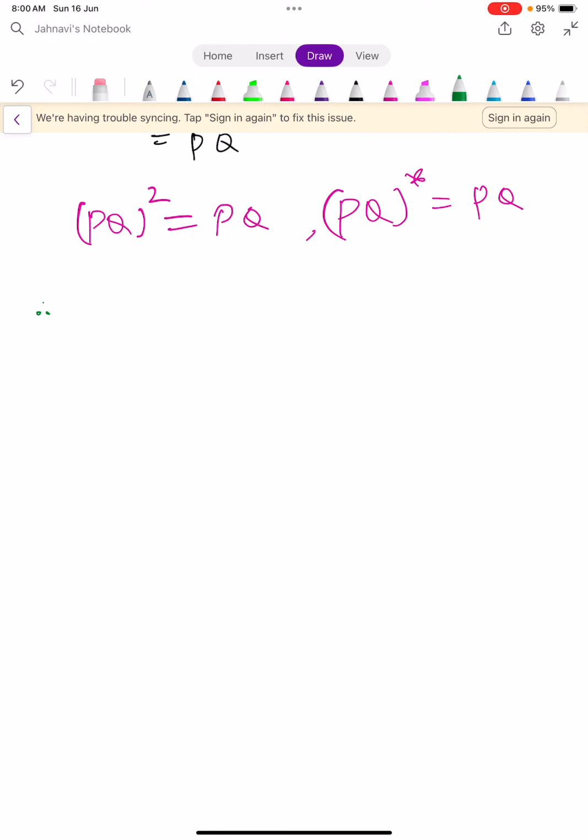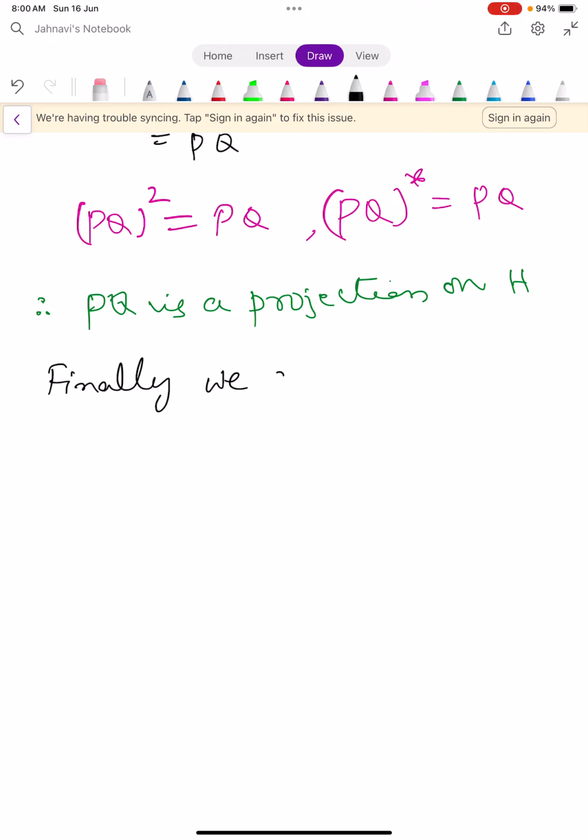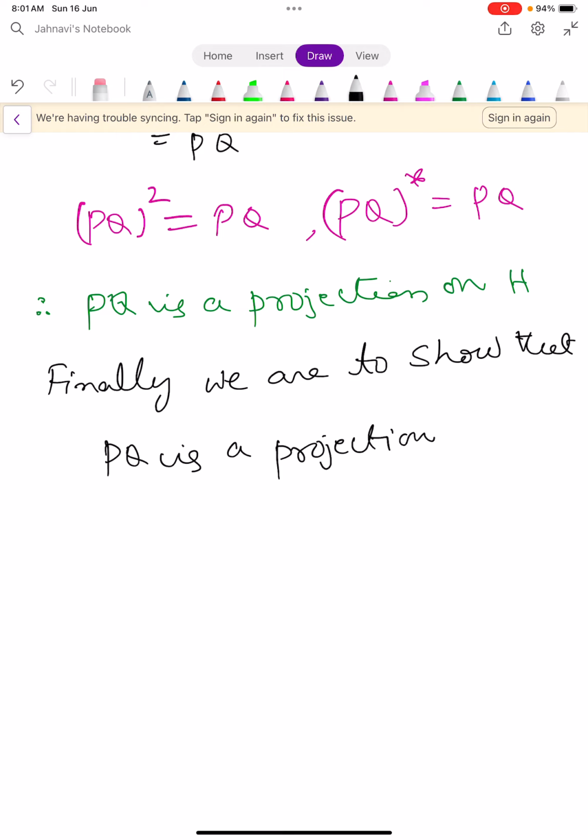These two conditions show that PQ is a projection on capital H. Finally, we are to show that PQ is a projection on M intersection N. This is our final aim.